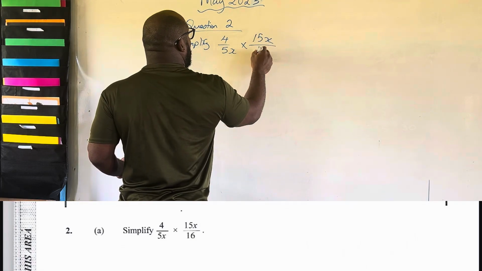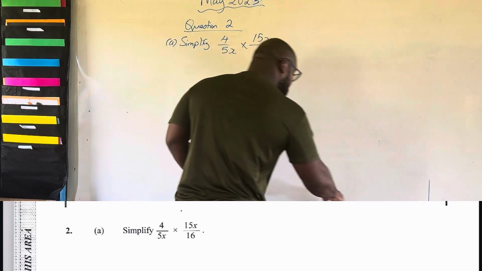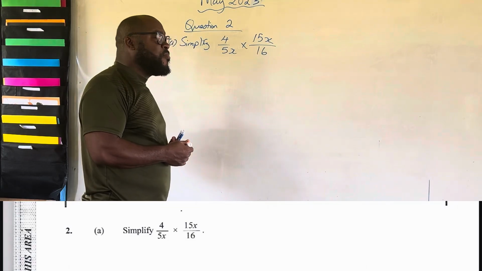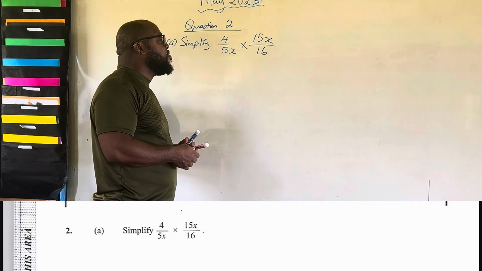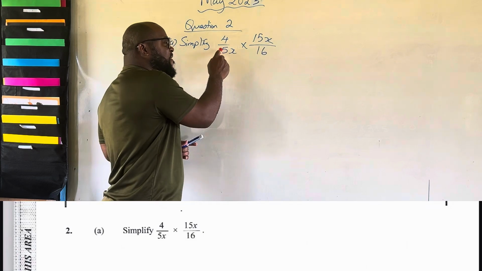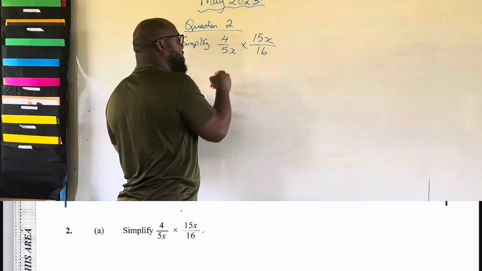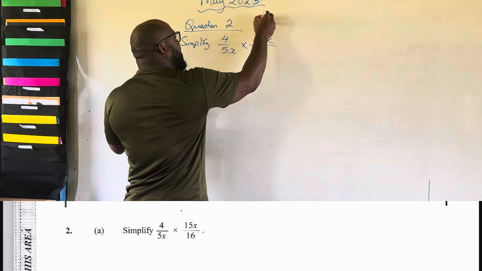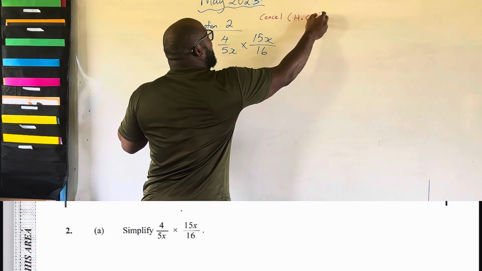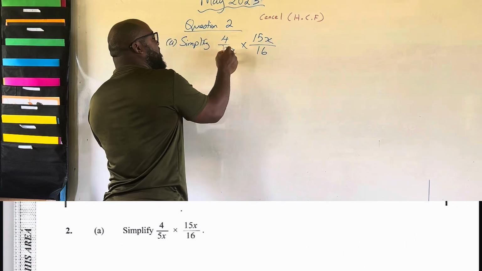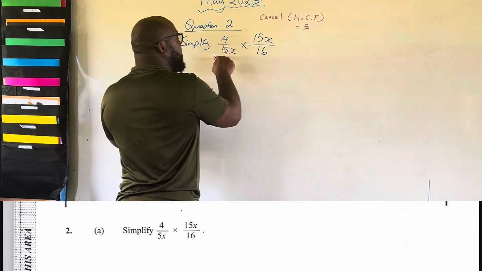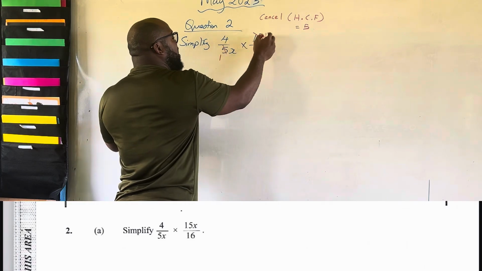Over 16. Good. Next. What is to be done? Quickly, guys. Very good. 5 is a factor of 15. 15 is a multiple of 5. What do you do to cancel out? To cancel, you look for the highest common factor. The highest common factor for 5 and 15 is 5. 5 goes into 15.